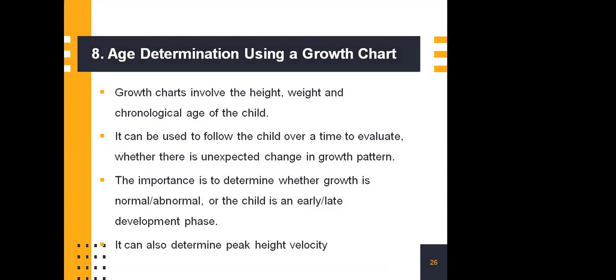Now let's move on to the age determination using a growth chart. A growth chart involves the height, weight, and the chronological age of the child. It can be used to follow the child over time to evaluate whether there is unexpected change in growth pattern. The importance is to determine whether the growth is normal or abnormal and whether the child is in an early or late development phase. It can also determine the peak height velocity.